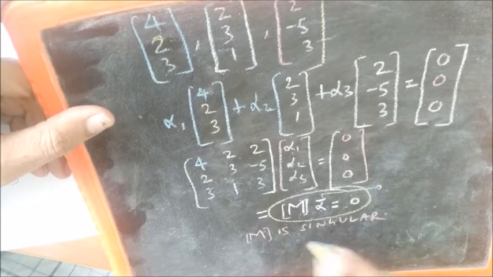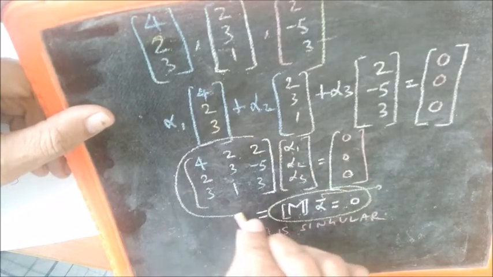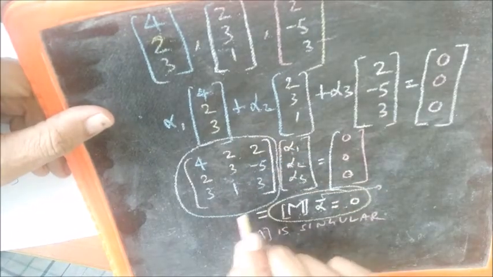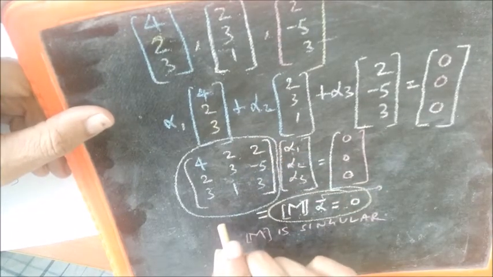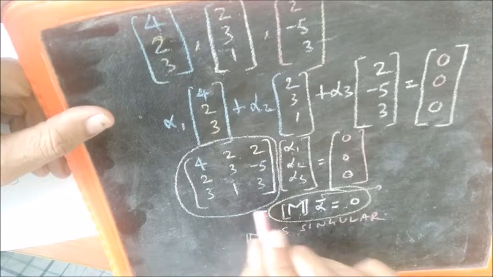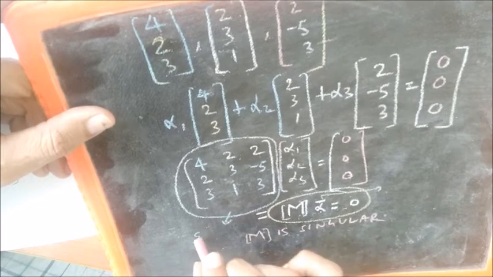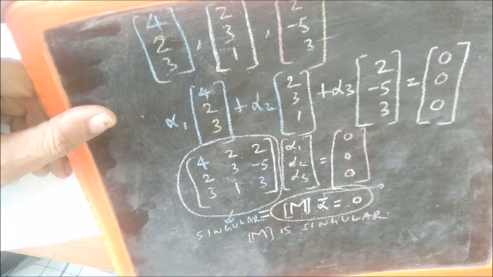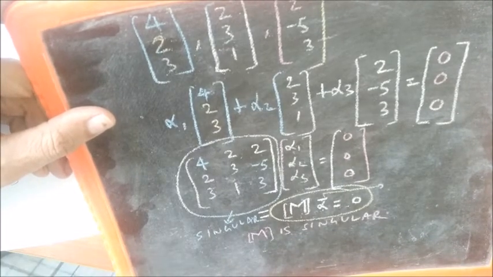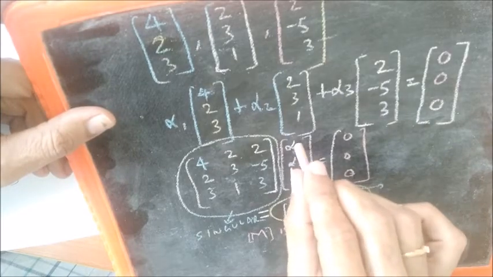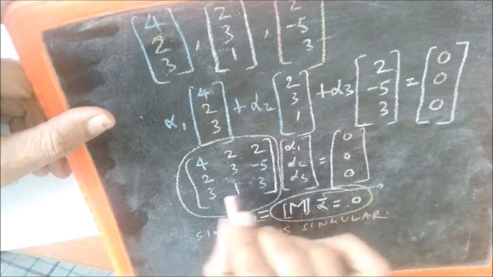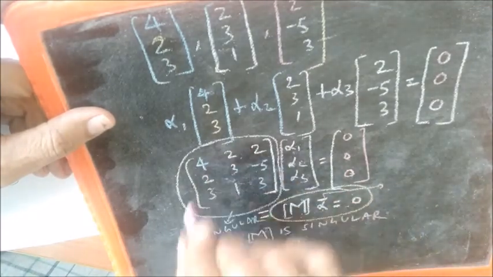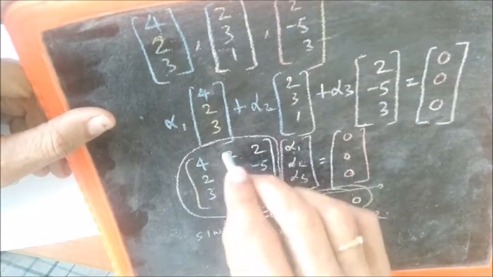So that means in this present example, if this matrix is not invertible, that is, if it is singular, then there exists a non-trivial solution alpha 1, alpha 2, alpha 3 for which this relation is satisfied, which means if this matrix is singular, then these vectors are not linearly independent.